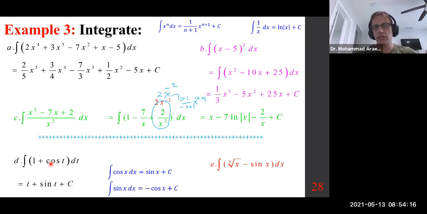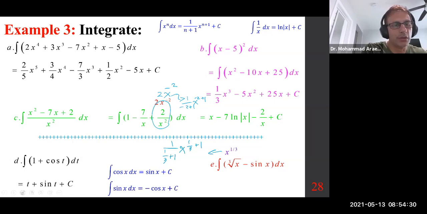Cube root of x, you change it to x to the power of 1/3. And that one, you write 1 over 1/3 plus 1, x to the power of 1/3 plus 1. 1/3 plus 1 is 4/3. 1 over that is 3/4. So you write this, and the derivative of sine is cosine. The integral is negative cosine, with the negative makes it positive.